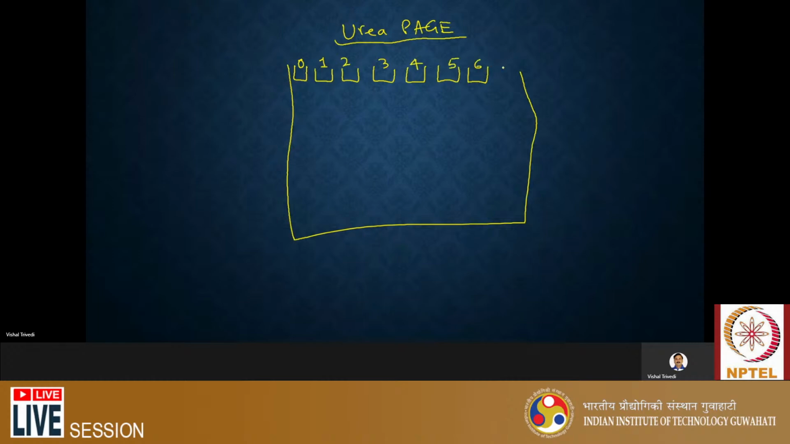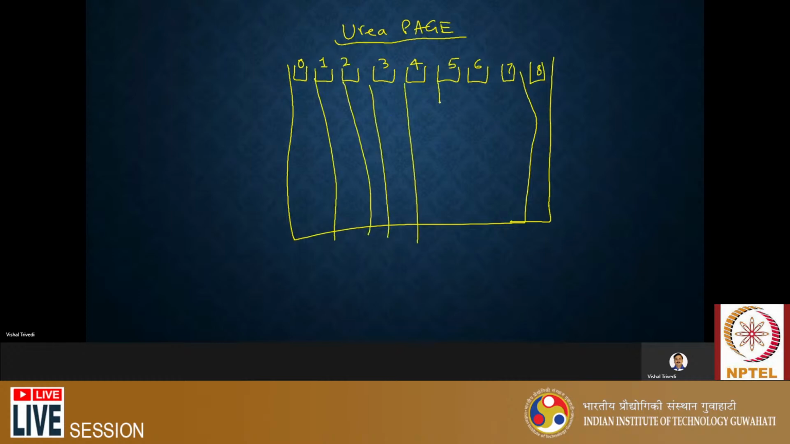So you can imagine that I have 8 urea concentrations. For every strip, these are different urea concentrations, so this whole strip is of that particular concentration. This is no urea, this is 1 molar urea, this is 2 molar, this is 3 molar, 4 molar, 5 molar, 6 molar, 7, 8.